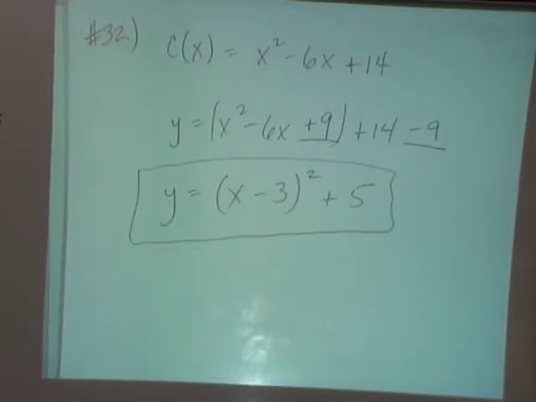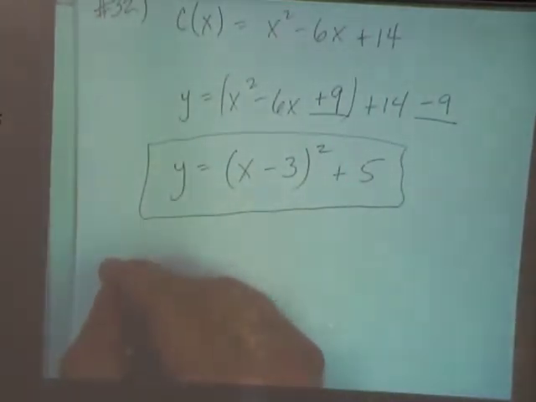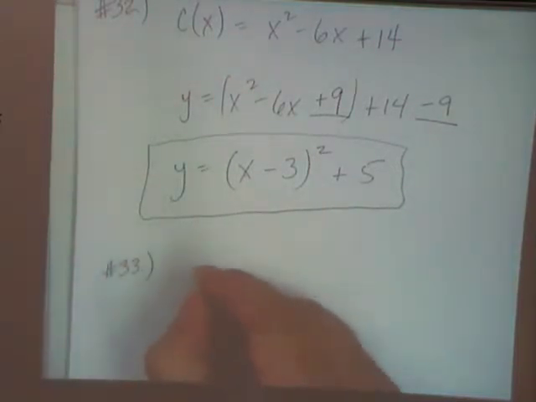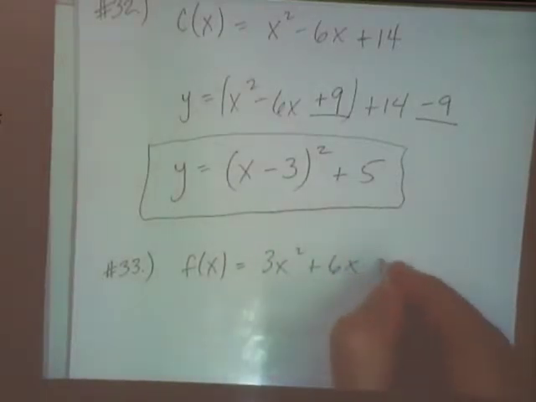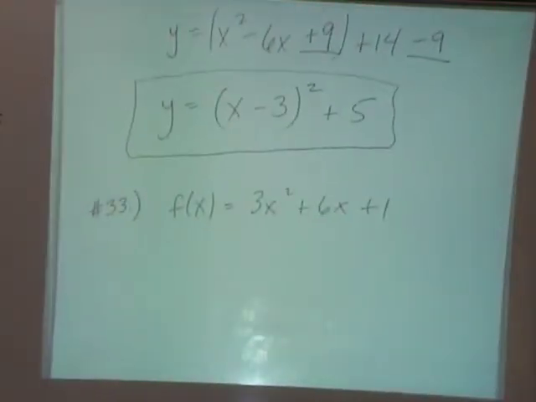Good? 33. All right, this says put in vertex form. You cannot complete the square unless the a value is equal to 1, so we're going to end up with fractions here. No, we're not. Let's do it the other way. Let's do the negative b over 2a to see both ways.